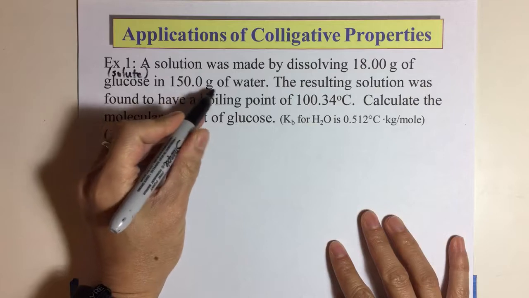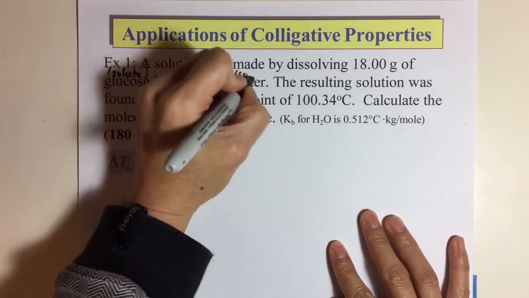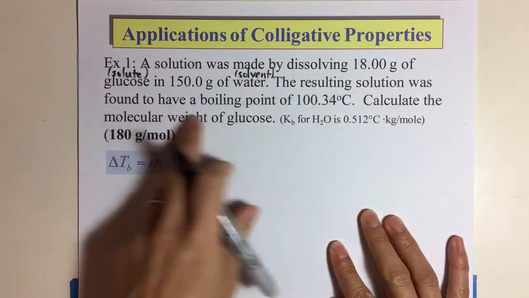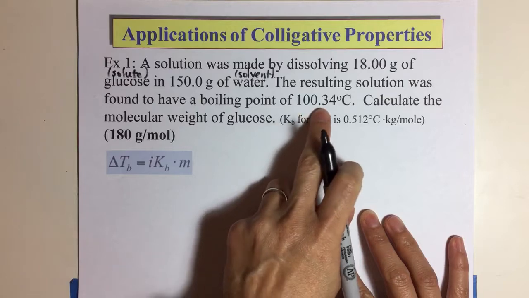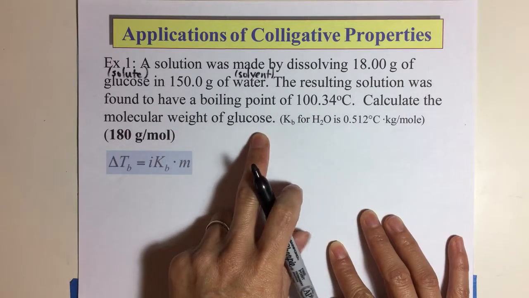And then in 150 grams of water. So here's my solvent. The resulting solution was found to have a boiling point of 100.34 degrees Celsius. Calculate the molecular weight of glucose.